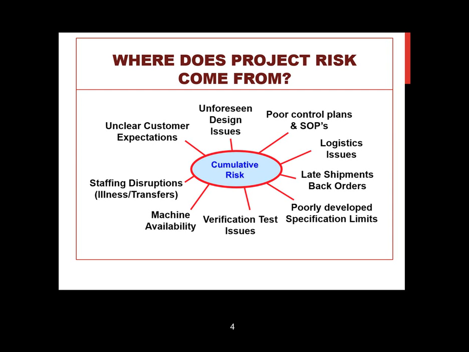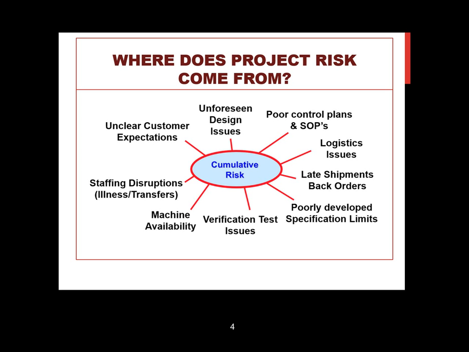So a lot of things we had said before can come into play, but you'll see there's slight changes here. For instance, again, we see poor control plans and standard operating procedures. But now things that come into play that can disrupt the project would be things like logistics issues and late shipment back orders. Could be poorly developed specifications again, causing the engineering team to have to do more work than necessary in order to certify a project. Sometimes when you're running verification testing, things don't go as planned, you run into issues. If you're not planning for those ahead of time, they can cause delay on the project.